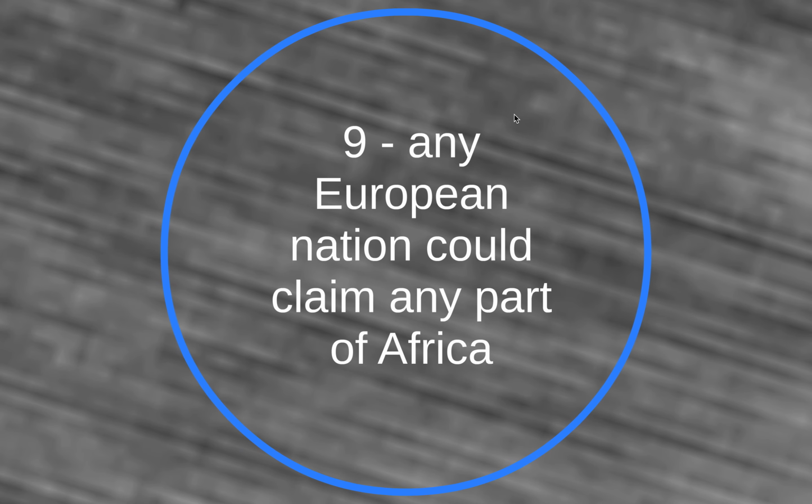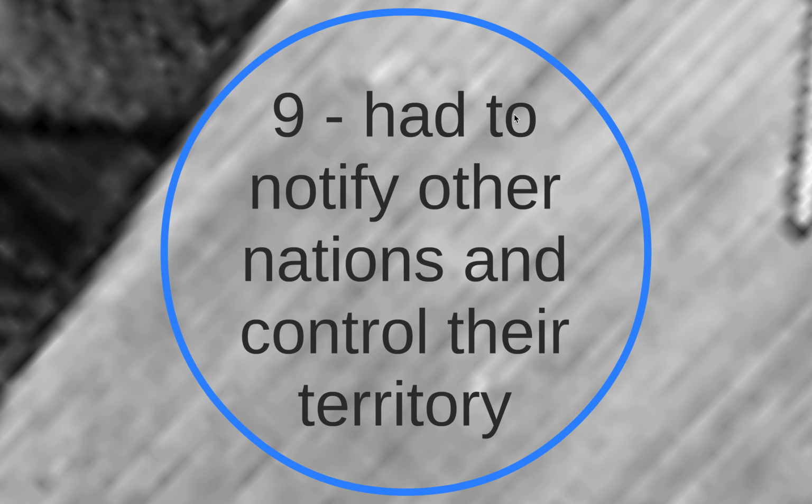So any European nation could claim any part of Africa. Rule number 1. Rule number 2, that country had to notify the other nations, like we claim North Africa, we claim South Africa, and they had to control their territory. They had to make sure that people living in there weren't getting out of hand or attacking nearby settlements, as if they're animals or something. They have to be controlled.